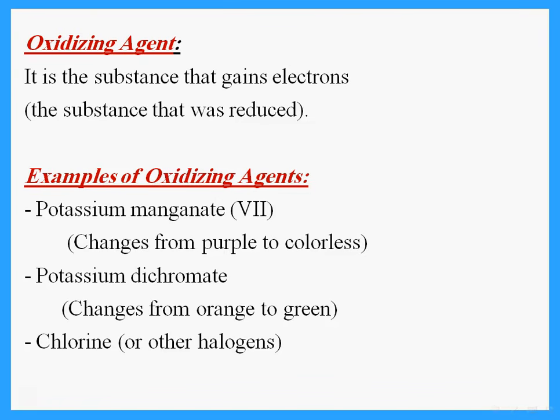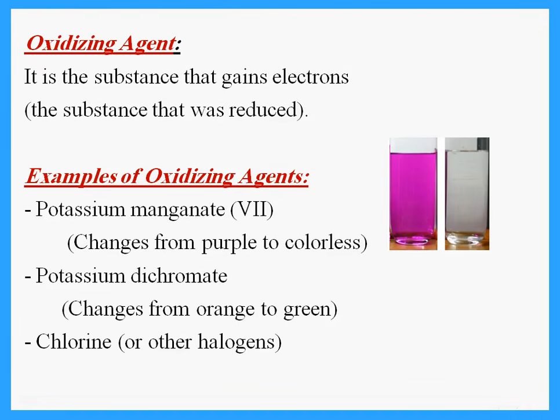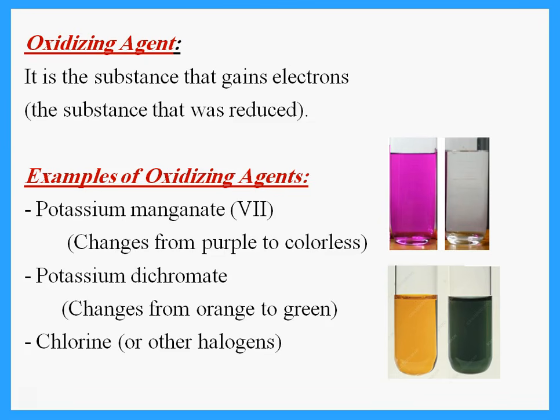Now you need to know examples of oxidizing agents. If we're trying to oxidize something, I should add, for example, potassium manganate. You should remember from O-level that potassium manganate is originally purple. If it reacts, it turns from purple to colorless. Potassium manganate is an oxidizing agent, and that means that anything it is reacting with is a reducing agent. Another example of an oxidizing agent is potassium dichromate, which originally is orange. When it reacts, it turns green.